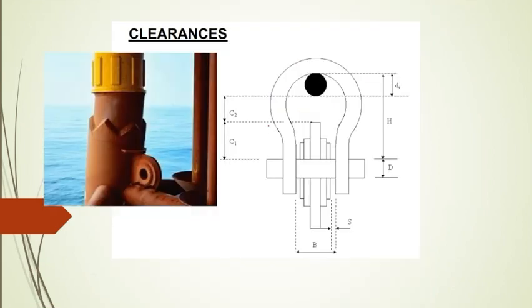So here you can see the clearances. This is the clearance we need to see. The C2 should be almost 1.5 times the diameter of the sling. C2 should be greater than 1.5 times the diameter of the sling. We need to check this space. Yes, at least 5 mm we need to keep it.